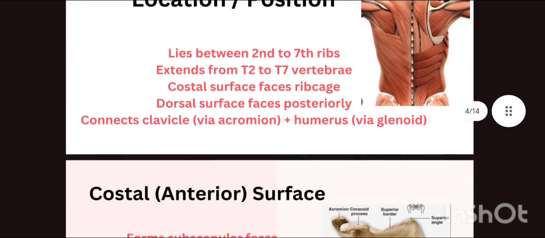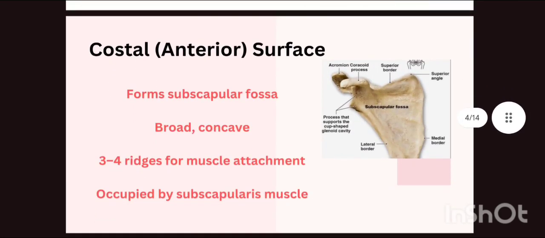Now, if you look at the bone, the shape is actually triangular. Since it's a triangle, we automatically get three things: three borders, three angles, and three surfaces. Okay, let's move to surfaces now. Let's start with the costal surface, the front surface. This part touches the ribs.